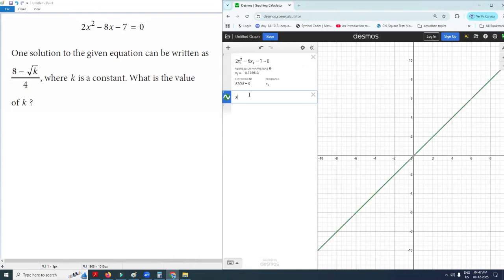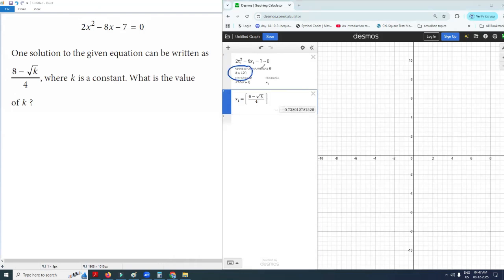Okay, here let's take x1 equals to, open the square bracket. Inside the square bracket, we have to consider the given solution. That is 8 minus the square root of k over 4. Here I got the value of k, that is 120.